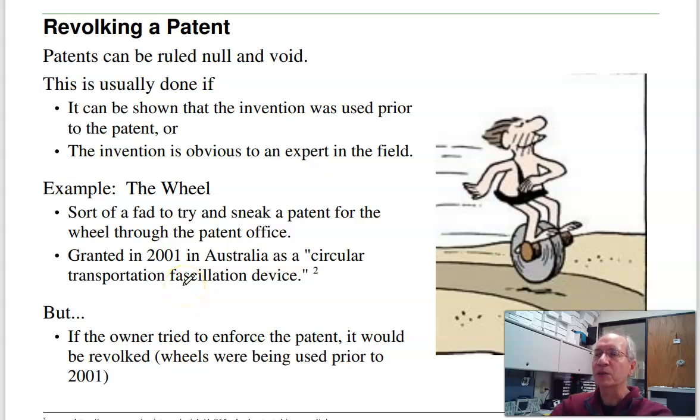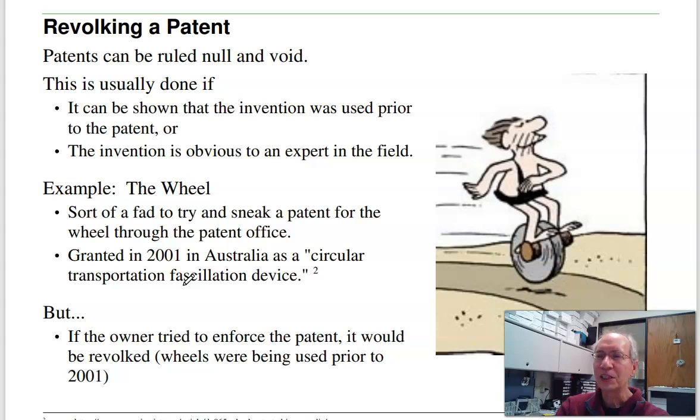Patents can be revoked. Revoking a patent means it's null and void. This is usually done if it can be shown that an invention was used prior to the patent, or the invention is obvious to an expert in the field. For example, it's sort of a fad to try to patent the wheel. That's something that people do continually. They try to sneak the wheel past the patent office.